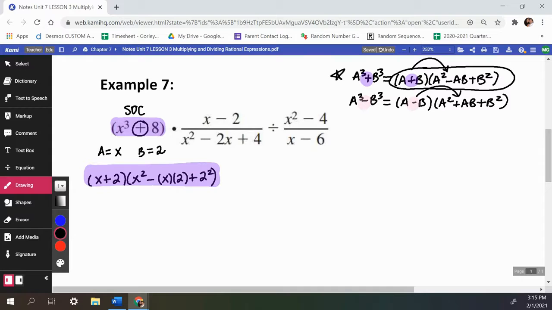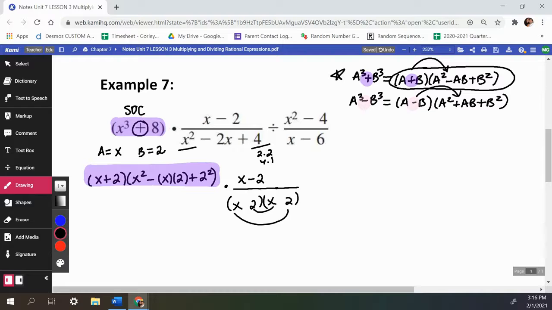Okay, then we move on to the next part. I'll put times x minus 2. Can't really factor that using any property, so I'll just put the factor x minus 2. And in the denominator, we have x squared minus 2x plus 4. Can we factor that? x times x is x squared. Okay, what are some things that multiply to give us 4? 2 times 2 or 4 times 1.